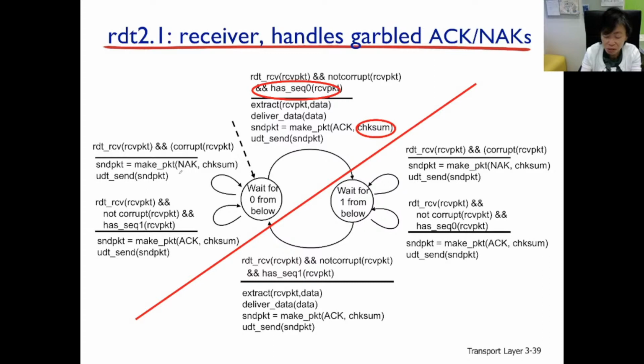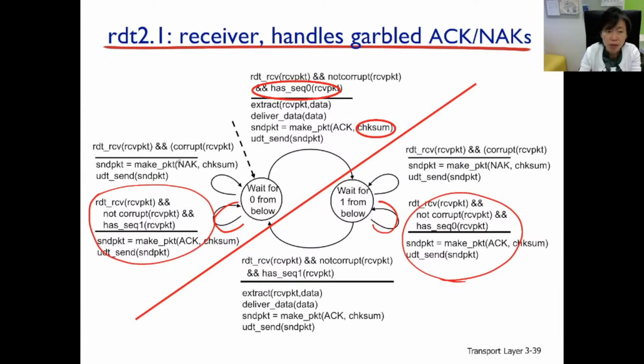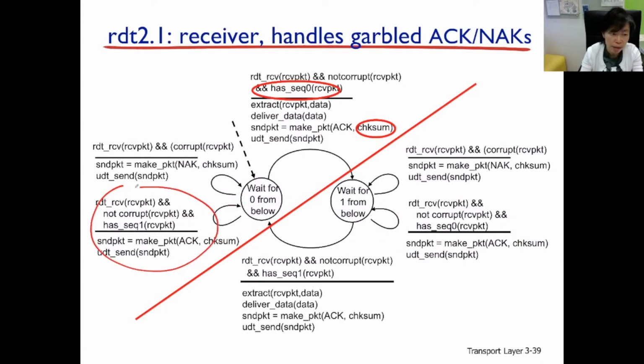The two transitions remaining, this one and this one here. Just like these two, they are very similar as well. So let's focus on this one here. This is the case when we are waiting for packet 0 to arrive. We did get a packet, it's not corrupted, but it has the wrong sequence number. How can this be happening?